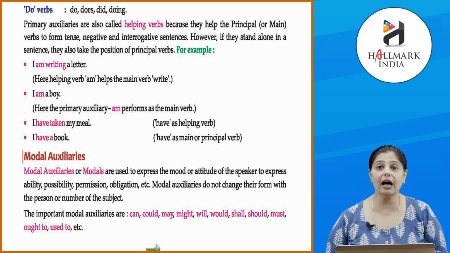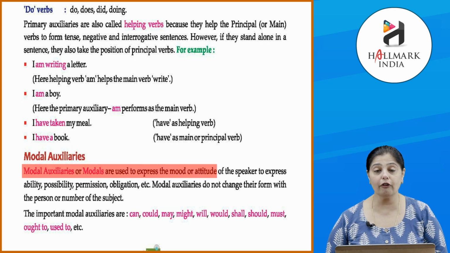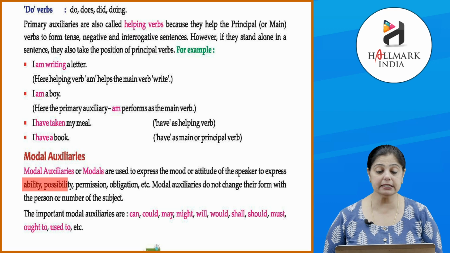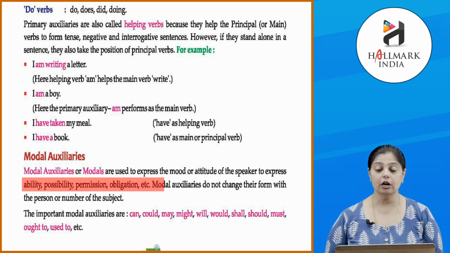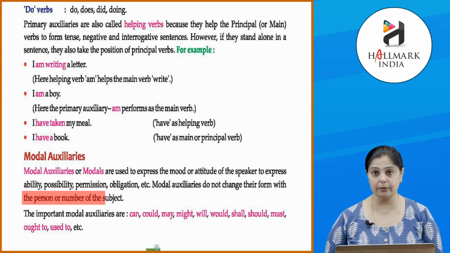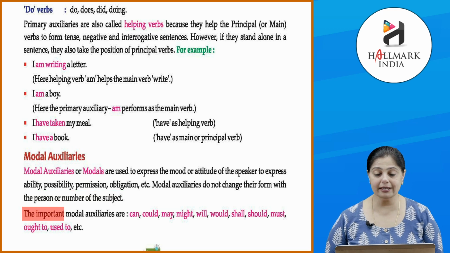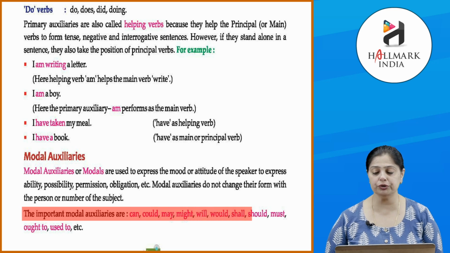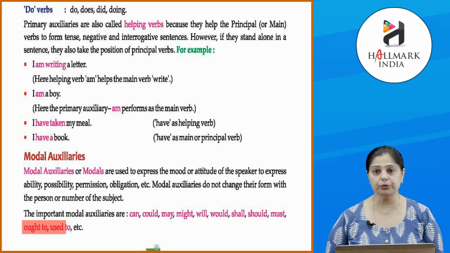Now let's look at the modal auxiliaries. Modal auxiliaries or modals are used to express the mood or attitude of the speaker, to express ability, possibility, permission, obligation, etc. Modal auxiliaries do not change their form with the person or number of the subject. The important modal auxiliaries are can, could, may, might, will, would, shall, should, must, ought to, used to, etc. So in modal auxiliaries, the form does not change with the number or with the person. It stays the same. Should is used in the same way.